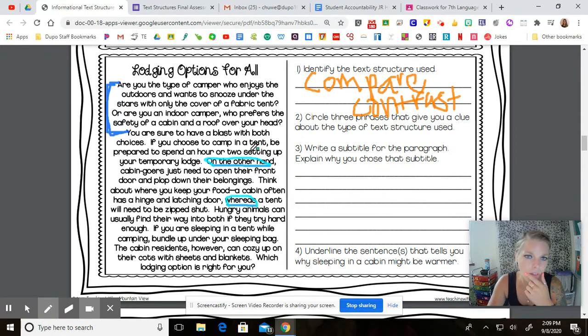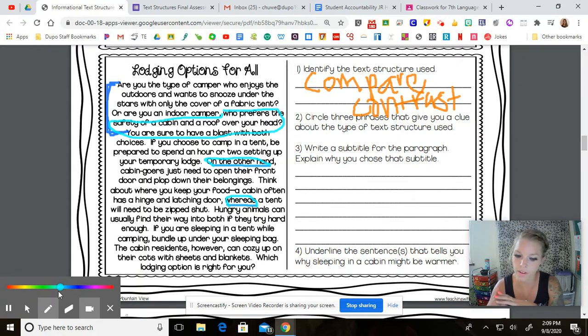And then I think you could also circle this part, because it's like, which one do you like? Do you like this one or do you like this one? And that let us know there's going to be two different things to be talked about. So then the next question says, write a subtitle for the paragraph explaining why you chose that subtitle. So a subtitle is something that goes below. Sub means below. Below our main title. Main title is lodging options for all. So what do you think could be a subtitle for the paragraph?